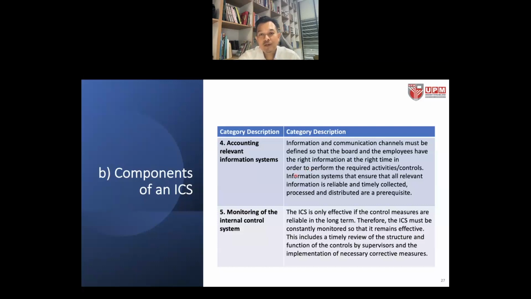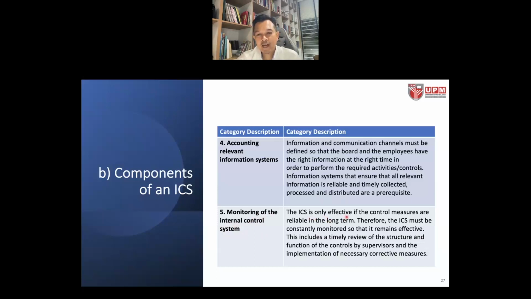So it has to be properly managed. Information systems that ensure all relevant information is reliably and timely collected, processed, and distributed are a prerequisite component of the internal control system. And finally, monitoring of the internal control system.